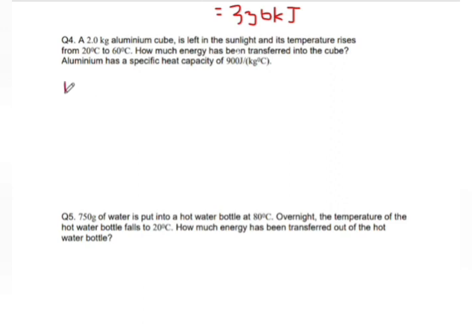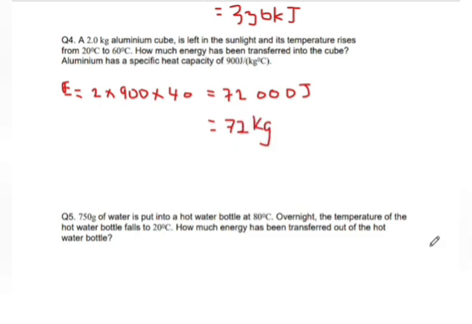E is equal to the mass 2 times the specific heat capacity 900 times the temperature change 60 minus 20, that's 40. When we multiply that out, our result is going to be equal to 72,000 joules. So when we divide by 1000, that gives us 72 kilojoules.